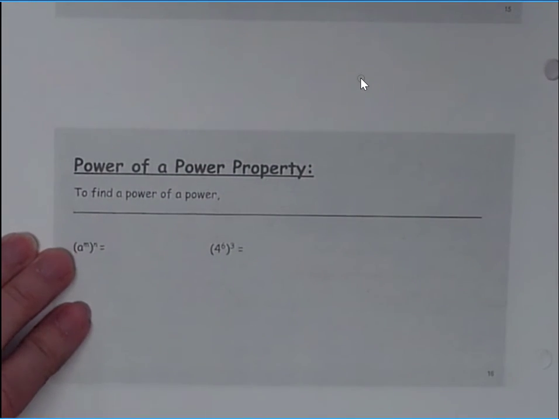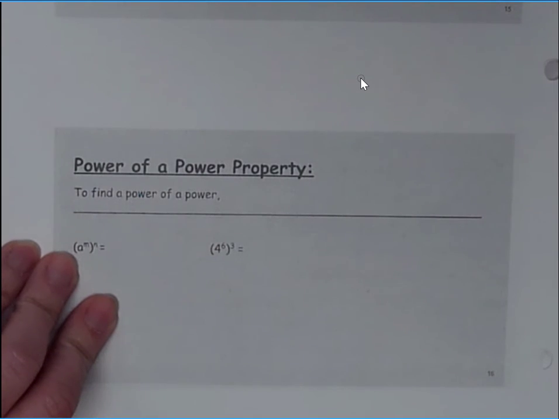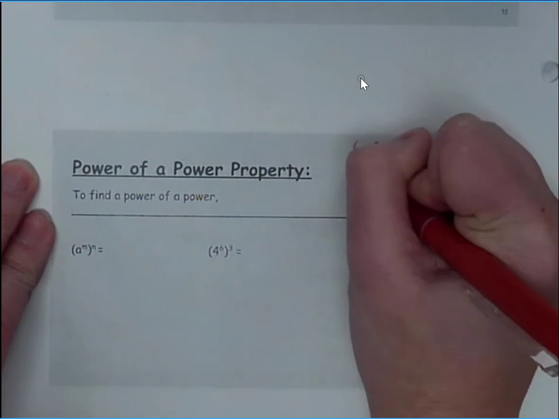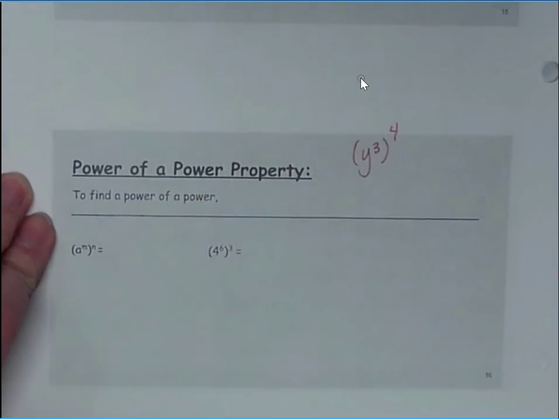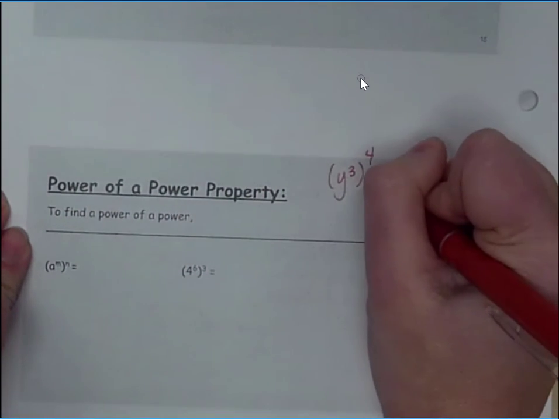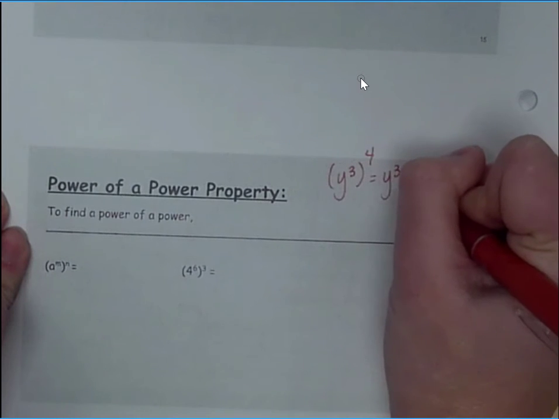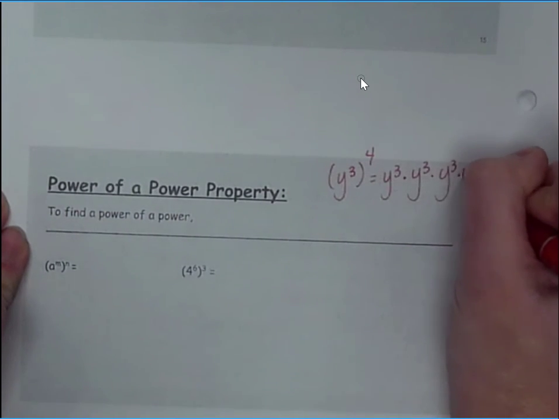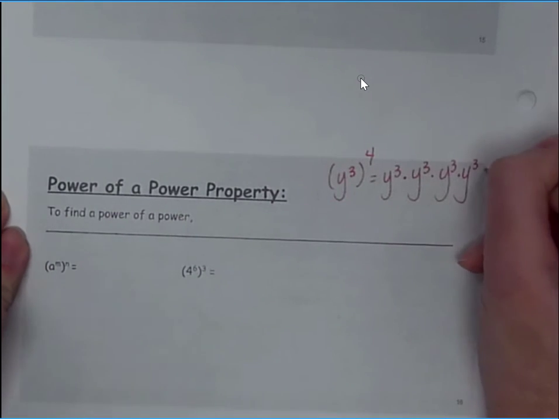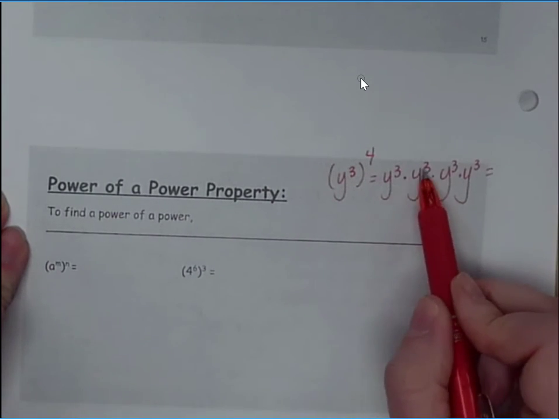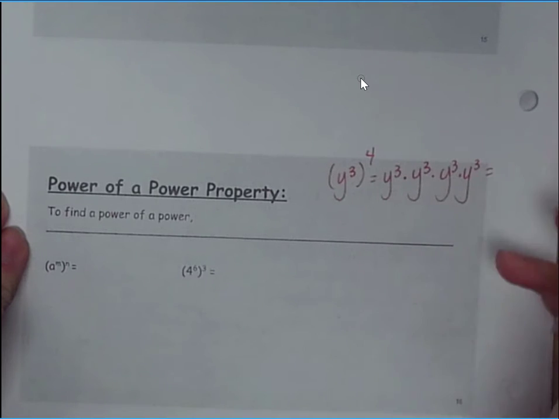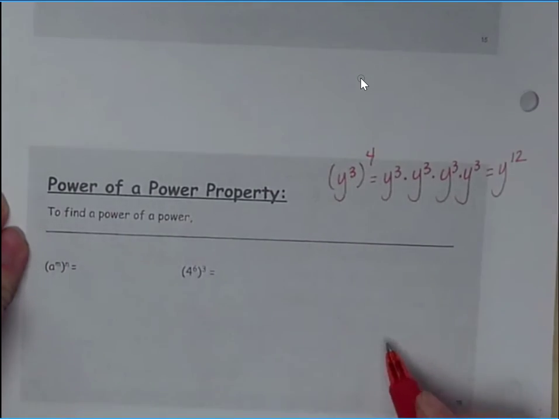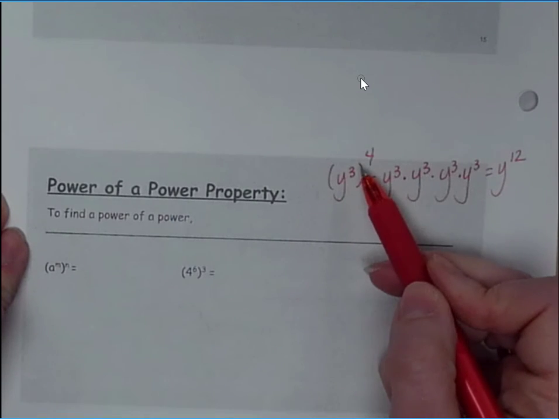Now what about the power of a power? Well, what in the world does that mean? Well, that's the same as saying y to the third to the fourth power. So what is that? That's y to the third times y to the third times y to the third times y to the third, which I know I can add, same base, I can add those exponents up, so I end up with y to the 12th. So how are these related?